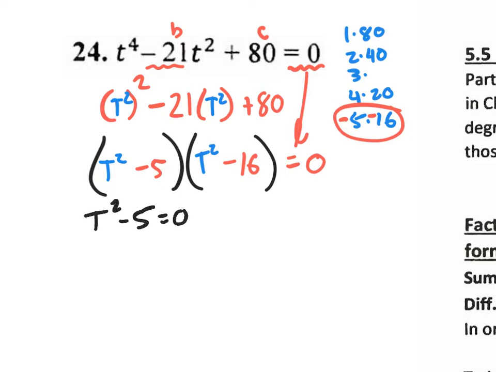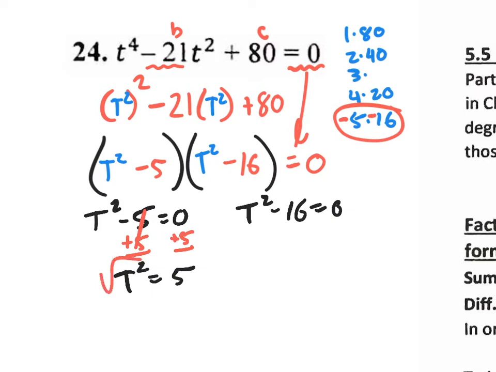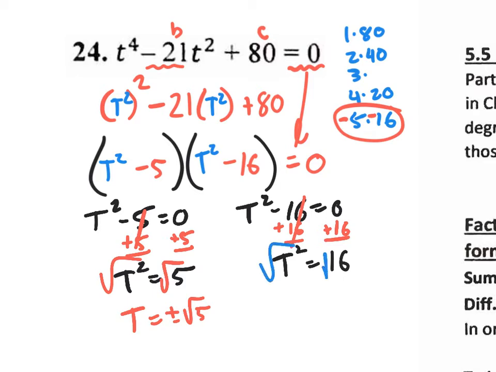T squared minus 5, that could be equal to 0. T squared minus 16, that could be equal to 0. So we're going to add 5, add 5. You're going to have t squared equals 5, square root, t equals plus or minus the square root of 5. That's 2 answers. And the other one, plus 16, you're going to have t squared equals 16. You're going to apply a square root, answer t equals plus or minus 4. That's another 2 answers.